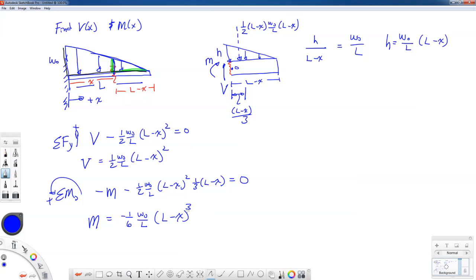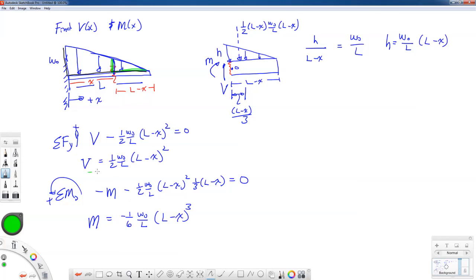Now what these equations do for us is, anywhere along the length of the beam, I can put in a value for x: L over 4, L over 2, L, and these equations will tell me what my internal shearing force and bending moment are. Now while we're here, there's something I want to point out about these equations. If we look at them closely, there is a relationship among them.